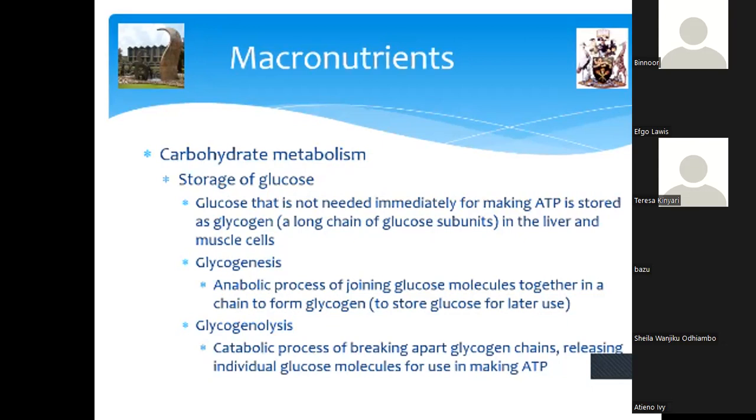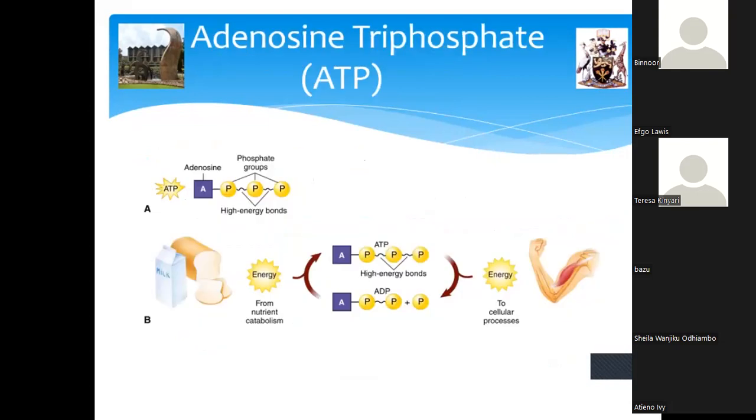Then we have glycogenolysis, which is the catabolic process of breaking down glycogen chains, releasing the individual glucose molecules for use in making ATP when this is required. And this will take place during the fasting period. So during the fed state, we have glycogenesis taking part where we are storing, and during glycogenolysis, you're breaking it down.